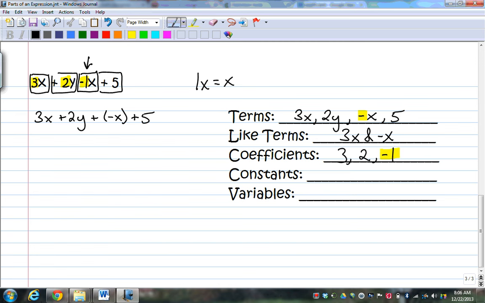The constants, I only have 5. And then the variables, I have x and I have y. Okay? So that's it for parts of an expression. But be careful with those, the two tricky things that I mentioned here, because those are really common mistakes.